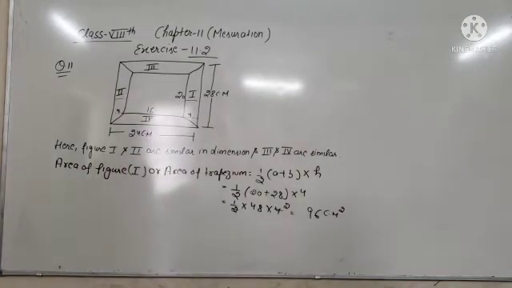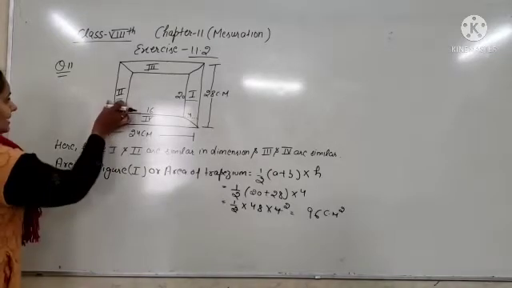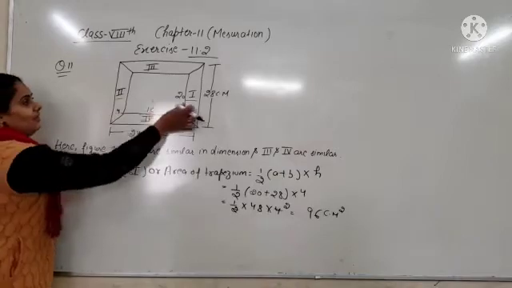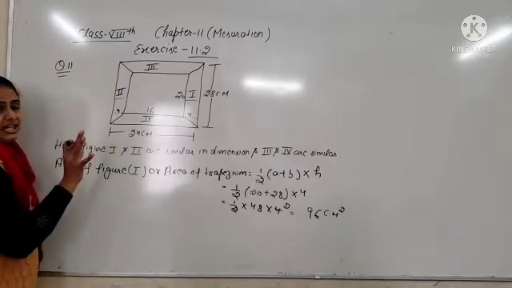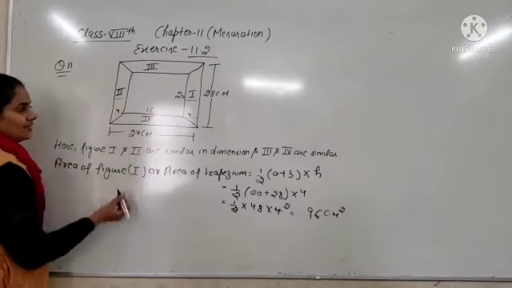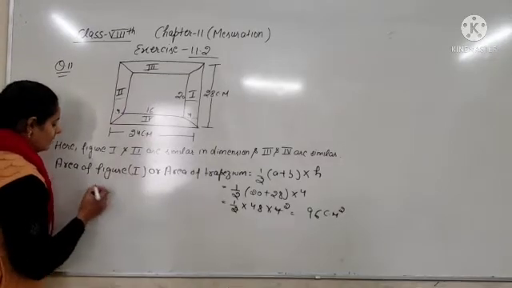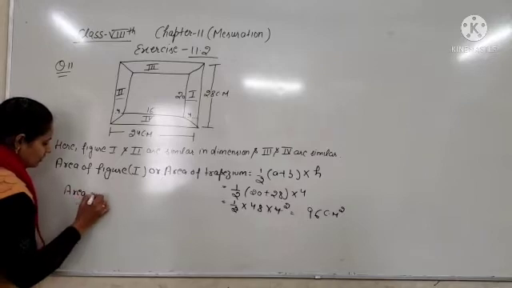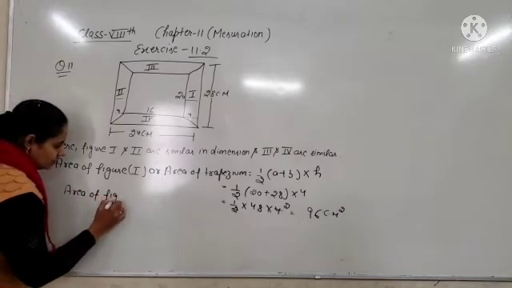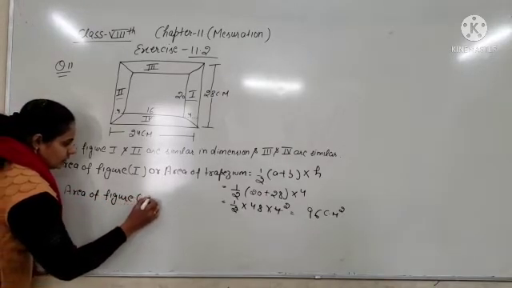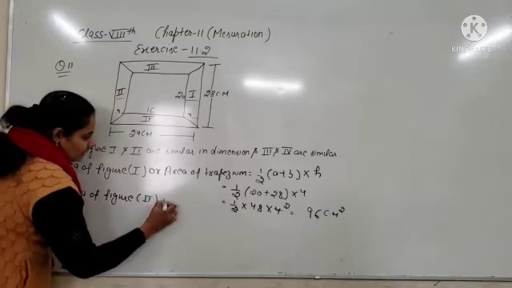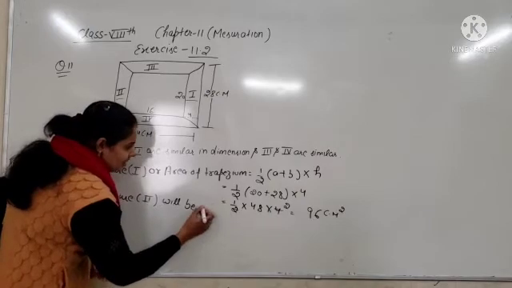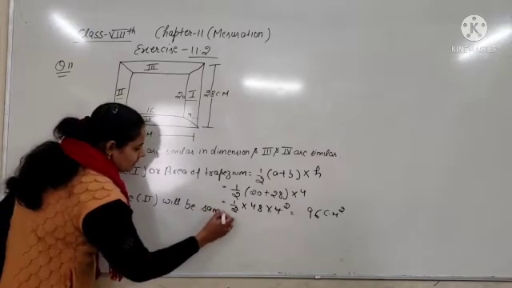Okay. Now you will find out the area of trapezium 2. So you can see trapezium 1 and trapezium 2, figure 1 and figure 2 are similar figures or the same figure. So area of trapezium 2 will also be the same. So this one will also be 96 centimeter square. So you can write area of figure 2 will be also 96 centimeter square.